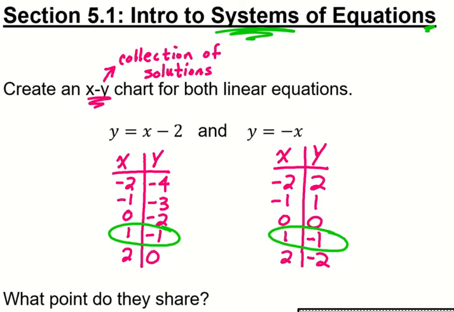If I said solve an equation like this, that's kind of a weird request because there's an infinite number of solutions to an equation like this. They're all pairs of numbers, but there's still an infinite number of them.